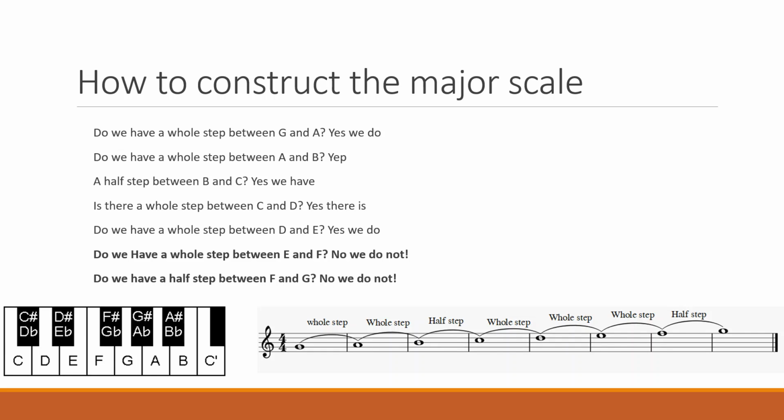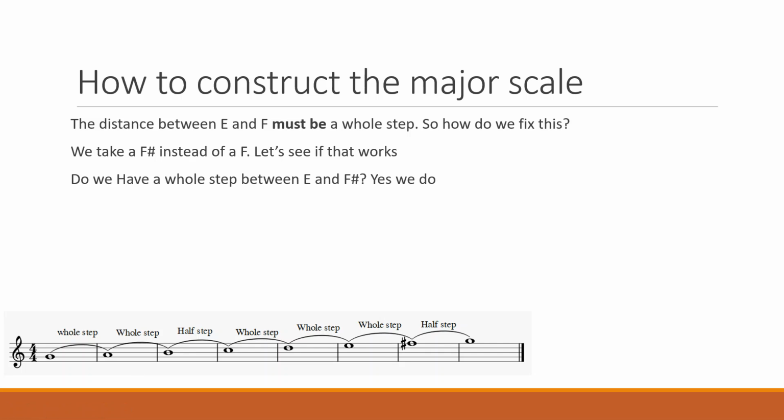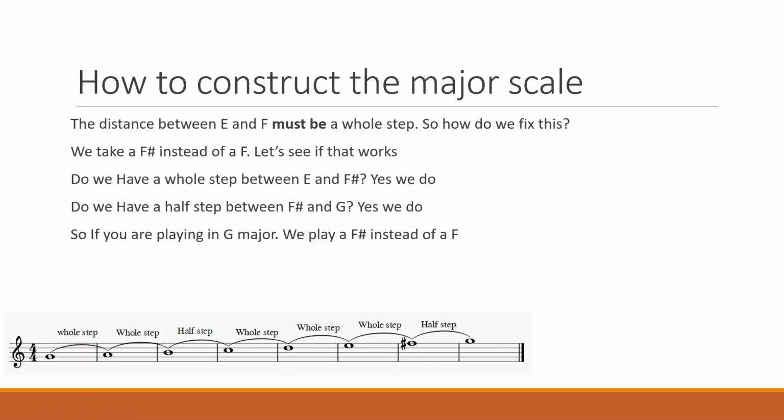After E, we need a whole step. So we have E on the diagram, then we go to F, and then we go to F sharp. If we make it an F sharp, then a half step after F sharp is a G. And that's how we fix this. So the G major scale has the notes G, A, B, C, D, E, F sharp, and G.